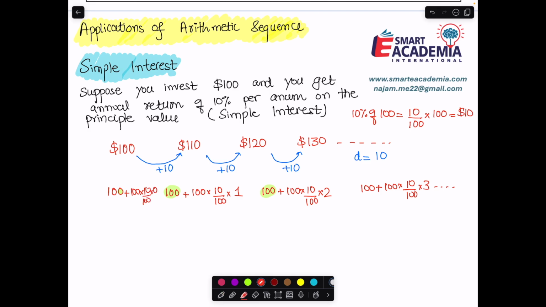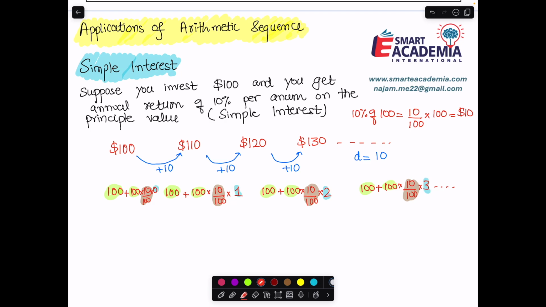So in all these situations, you can see 100 remains the same in all the values. Then this other 100 also remains the same. We're using the same color, and there's a reason for that. Then this 10 over 100 also remains the same for all these terms. The only difference we have is the 0, 1, 2, 3.